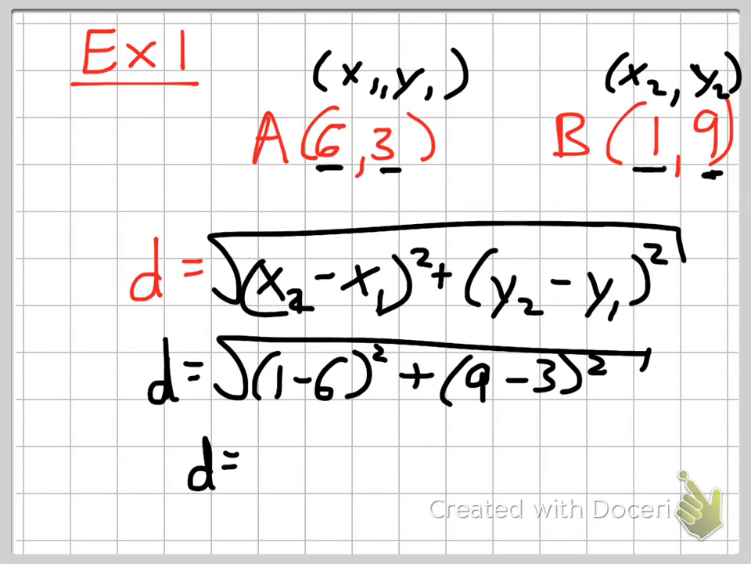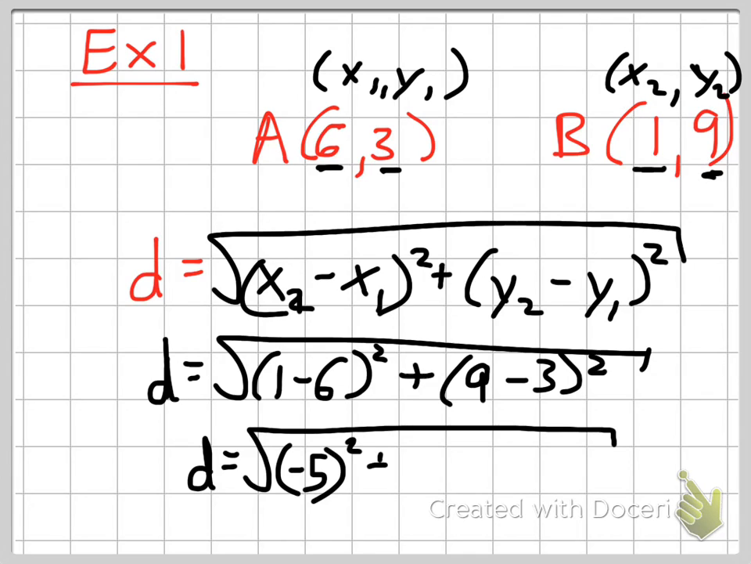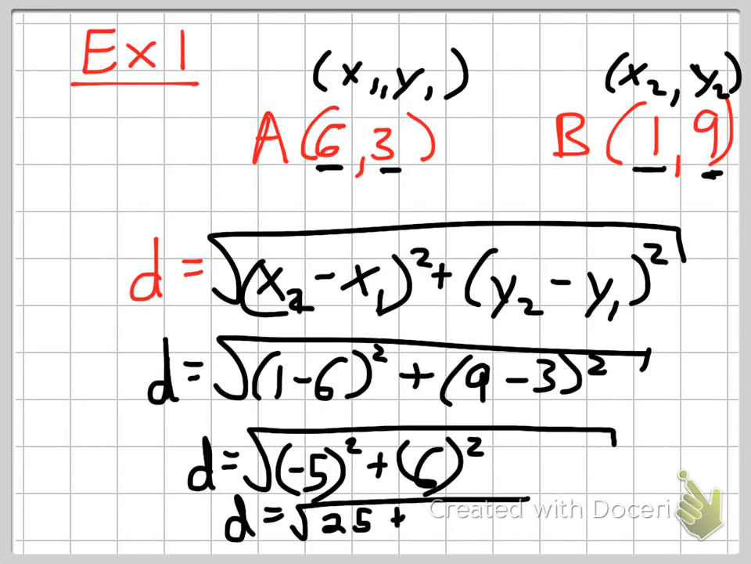Alright, so distance equals the square root of 1 minus 6, so negative 5 squared, plus 9 minus 3 is 6 squared. So the distance equals the square root of negative 5 squared is 25, plus 6 squared is 36. So the distance equals the square root of 25 plus 36.